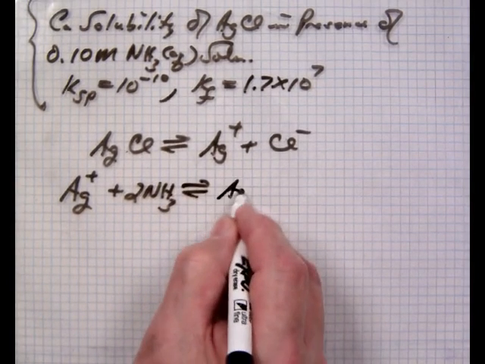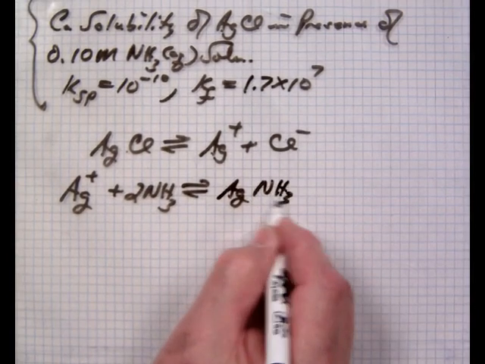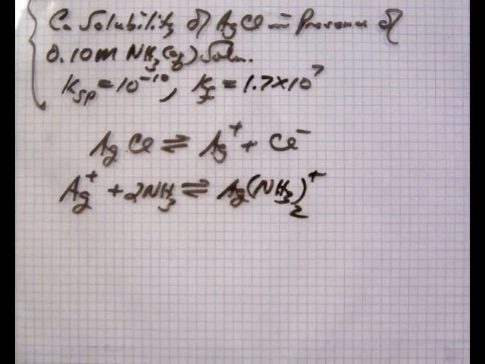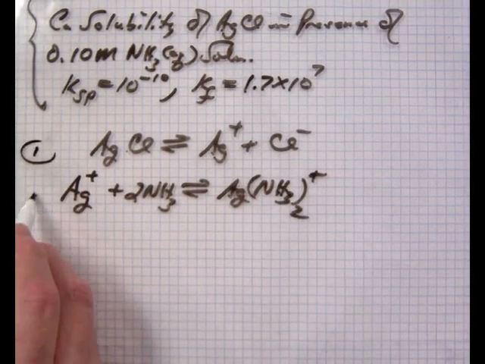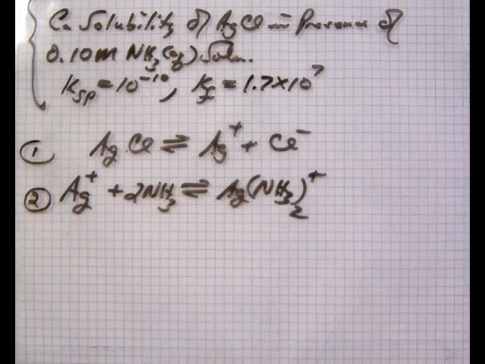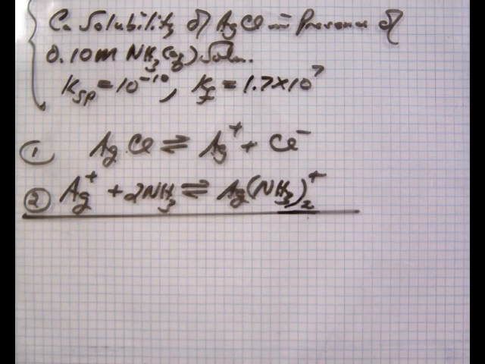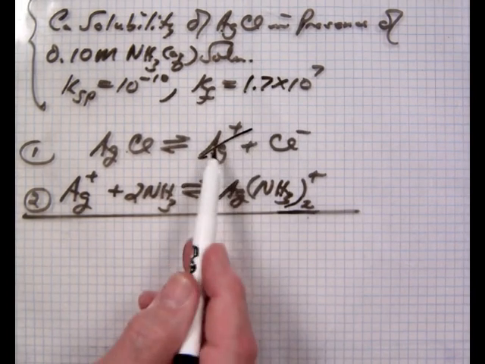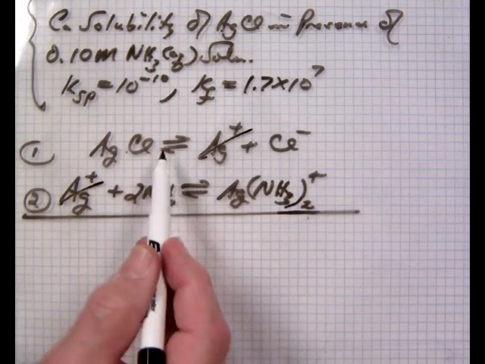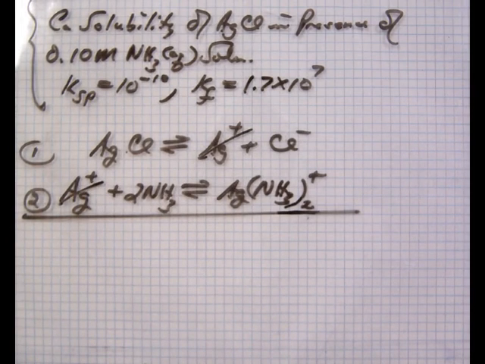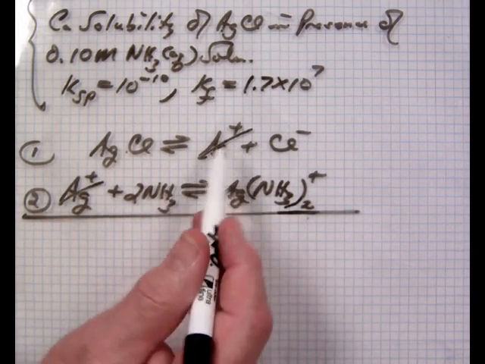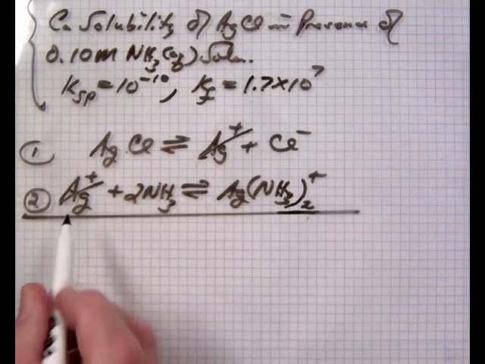And this forms a silver amine complex right there. So you have two reactions that you have to put together on this. Well, what does that mean? You have a net, and you will add these two together. When you do, you see that the silver is on the opposite sides of the equilibrium symbols, so you can cancel those out. And then you'd write everything else down here.